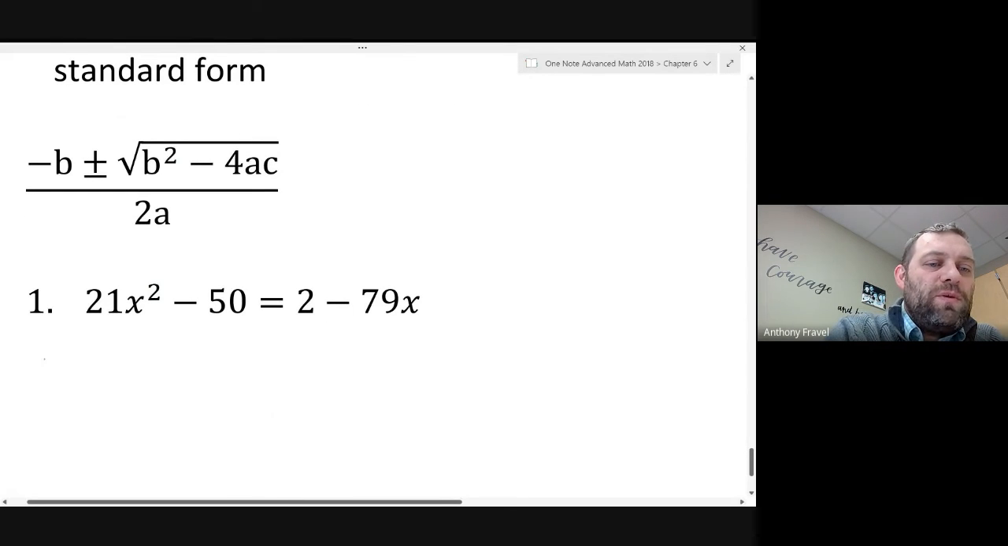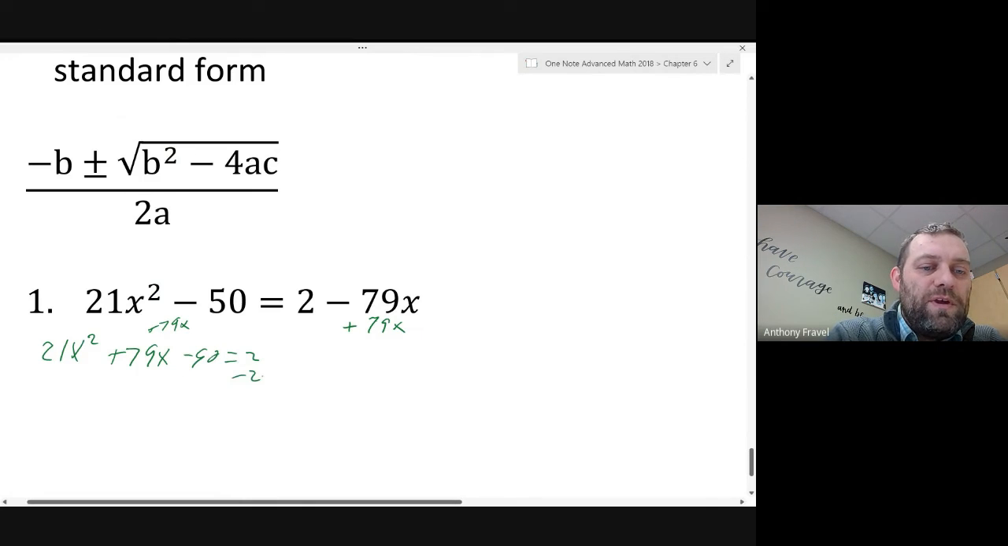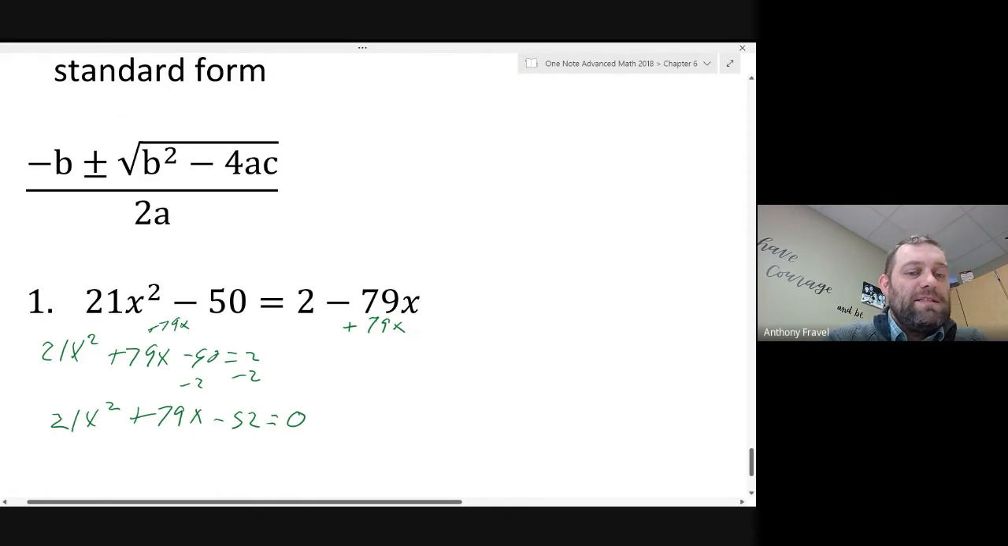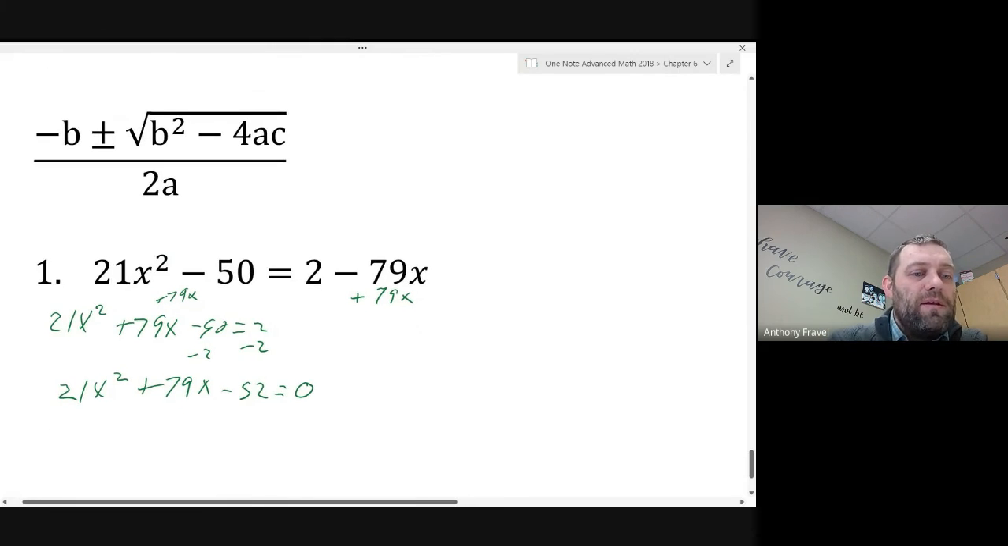Okay, so I've got 21x squared. I'm moving this 79x over, plus 79x. So I got 21x squared plus 79x minus 50 equals 2. I need to get this 2 over here, minus 2. I get 21x squared plus 79x minus 52 equals 0. It's in standard form. I'm doing great.